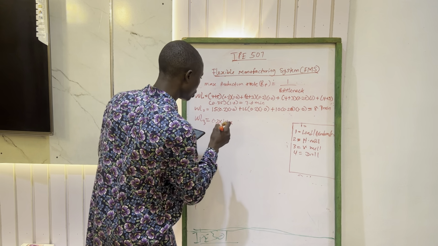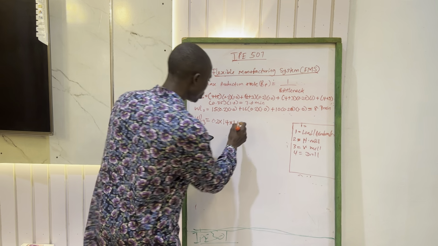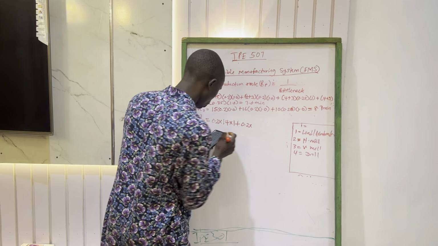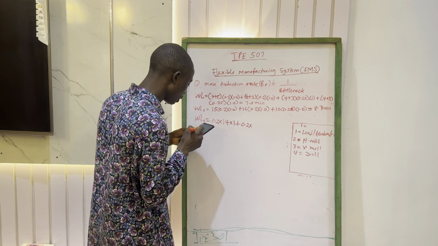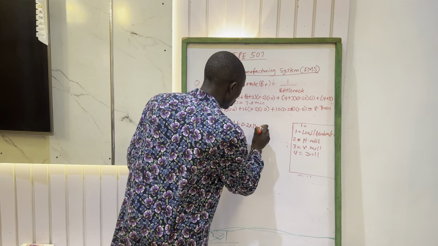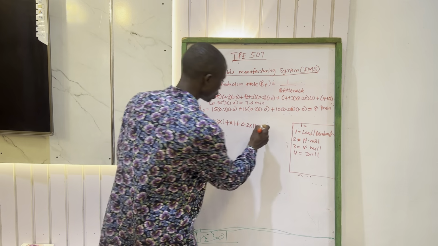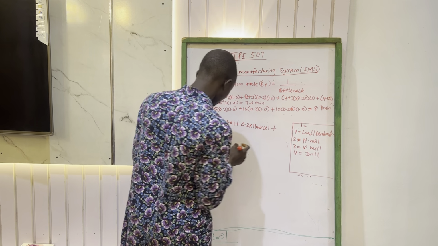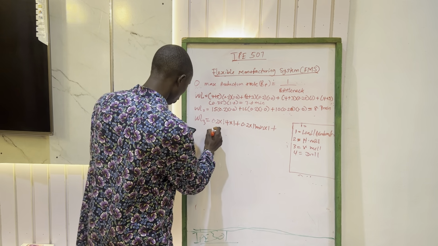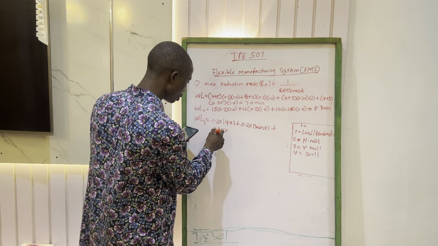Times the operation frequency. Then we move to product B. Product B is 0.2 times what? Times vertical mean. It takes vertical mean 11 minutes to work on product B as well, times 1, plus 0.25 times what? For product C, 0.25.